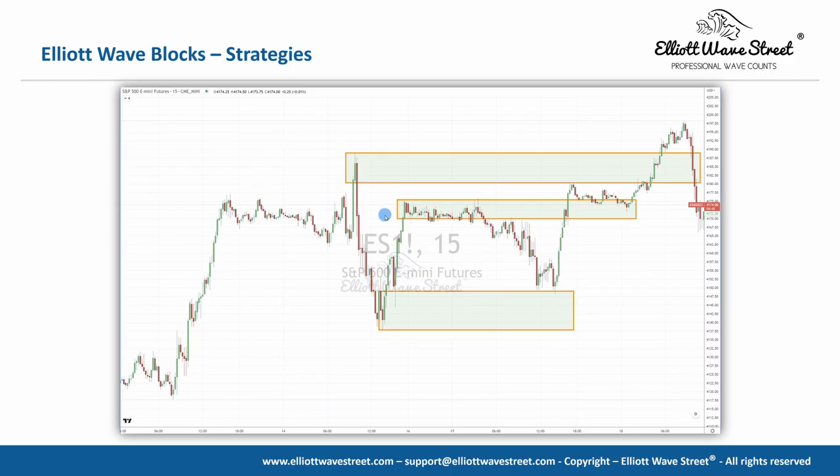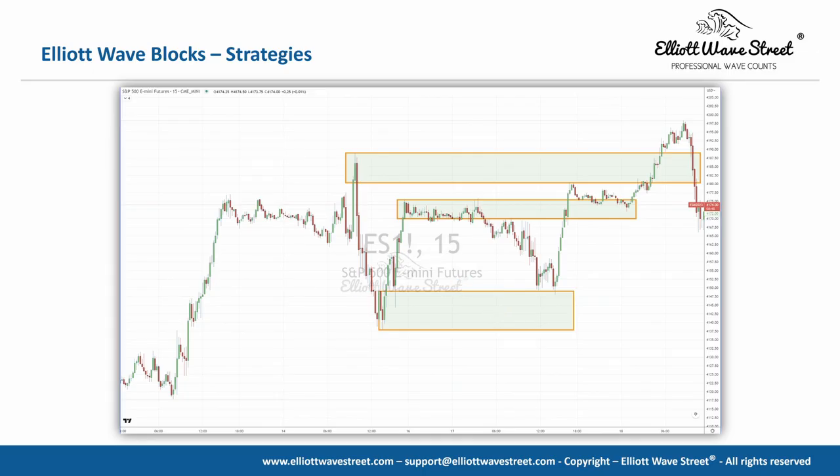So same story. Let's suppose that we start the session here and we are here live in this area. So we look to the left and we find the last leg. The last leg is this one here. So we're going to draw the Elliott wave block on the upper side and the Elliott wave block on the lower side. And the next step in the process is waiting to see which one the price is going to move to. 90% of the legs or the cycles are moving to the Elliott wave blocks.